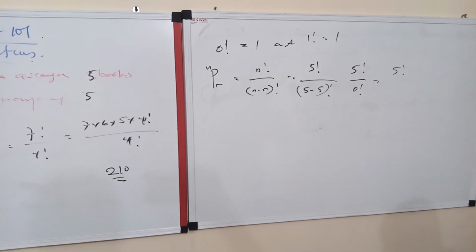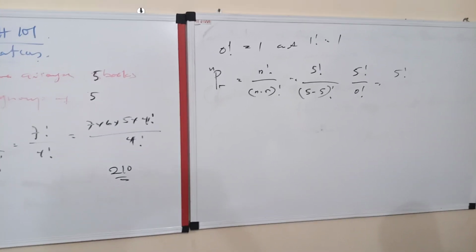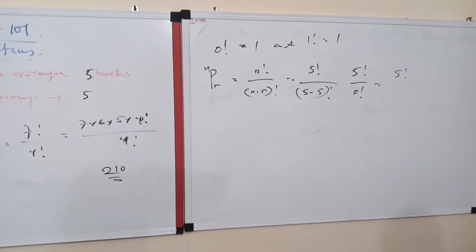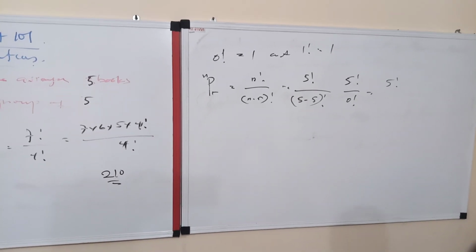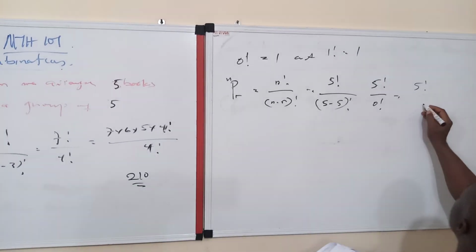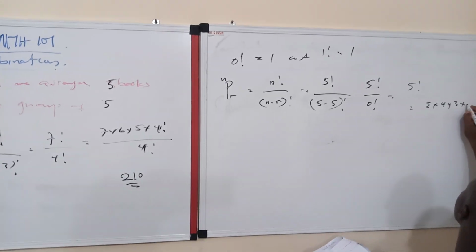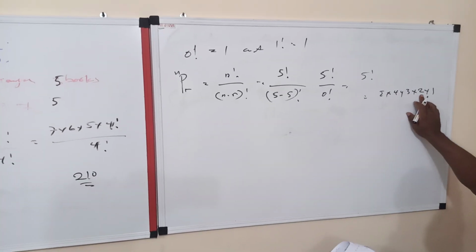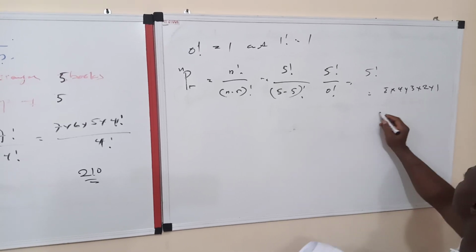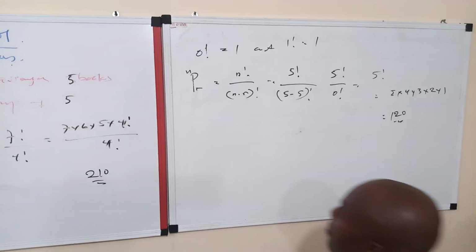And when you multiply, you see how beautiful everything works. If you want to further simplify, it is 5 times 4 times 3 times 2 times 1. 5 times 4 is 20, times 3 is 60, times 2 is 120, times 1 is 120. So the answer is 120.